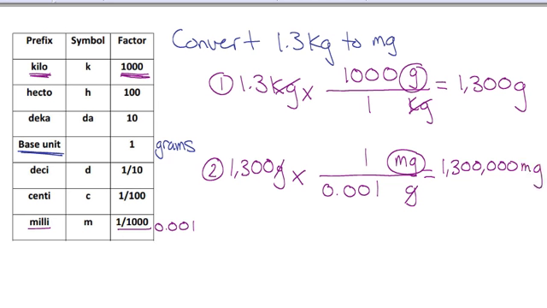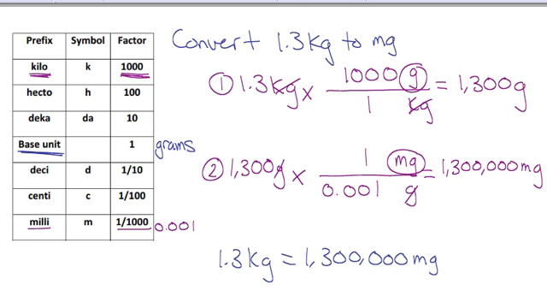So now we know that we're finished the problem. 1.3 kilograms equals 1,300,000 milligrams. When you get your final answer, you just want to check that the answer makes sense.